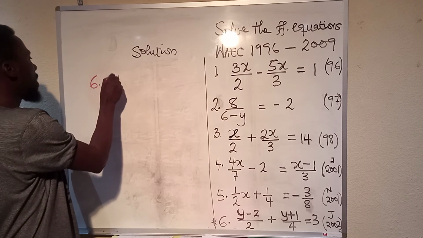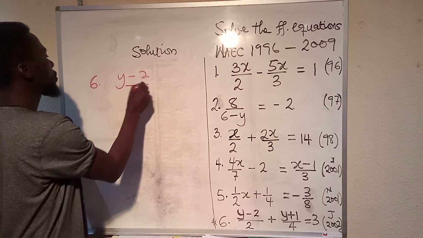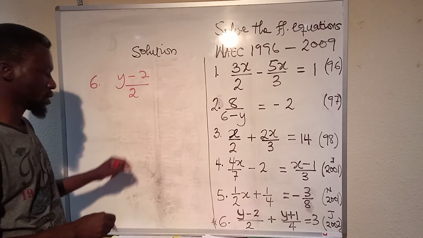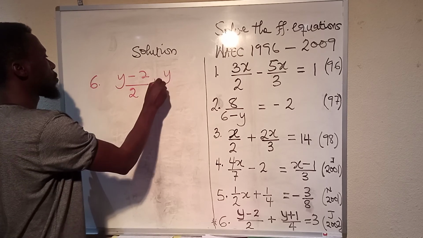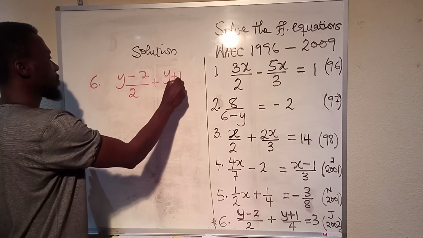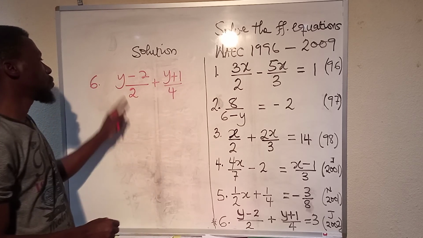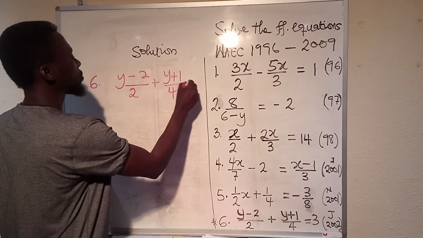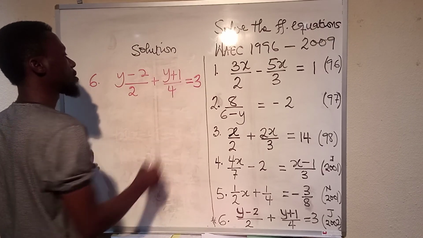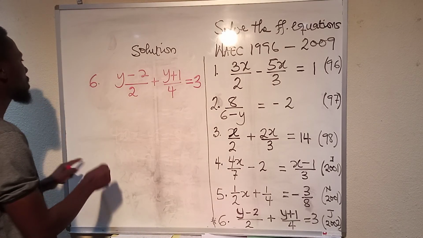So we have y minus 2 over 2 plus y plus 1 all over 4 is equal to 3. The fact that they are asking us to find the truth set does not mean that we are going to do something different here. We are not going to do anything different from all the rules we are applying from the beginning of the solution of this question. So this is for July 2002. We are finding the truth set.